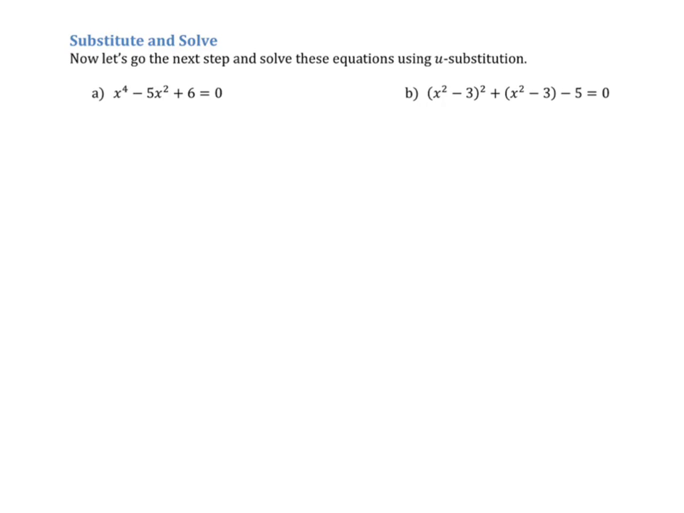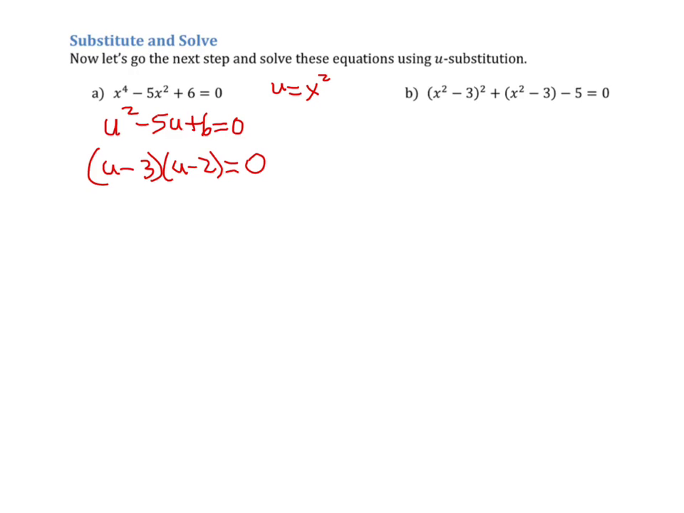Here we have the same equations we saw in the last video, so we're going to use the U substitution that we already talked through to solve these. We decided to let U equal x squared, because that's the middle variable term, and when we substitute, we get U squared minus 5U plus 6 equals 0. That's a fairly easy equation to solve because it's factorable. We just have (U minus 3) times (U minus 2) equals 0.